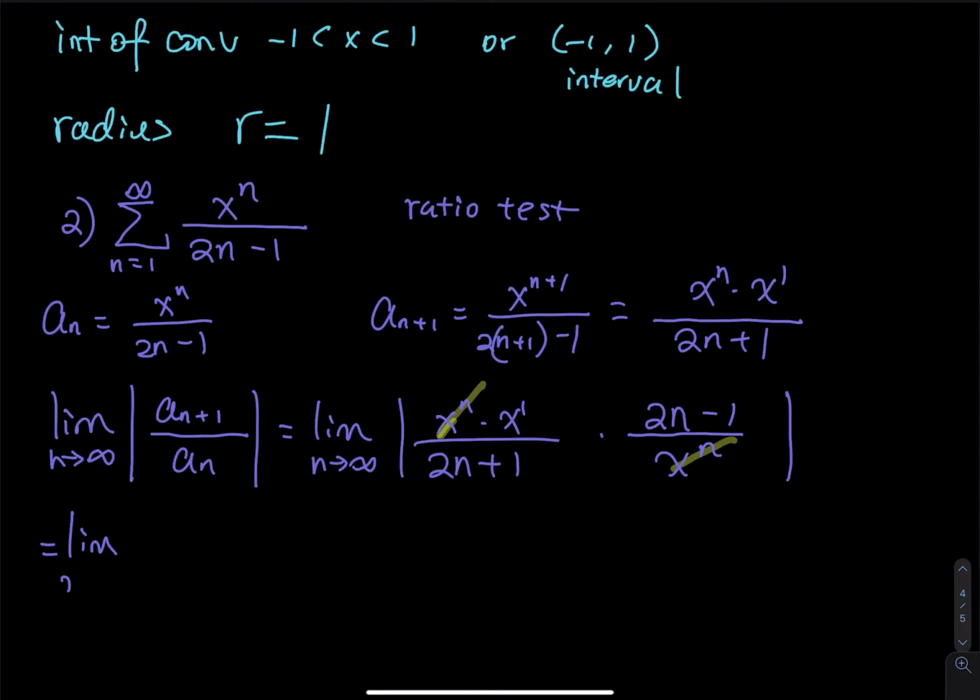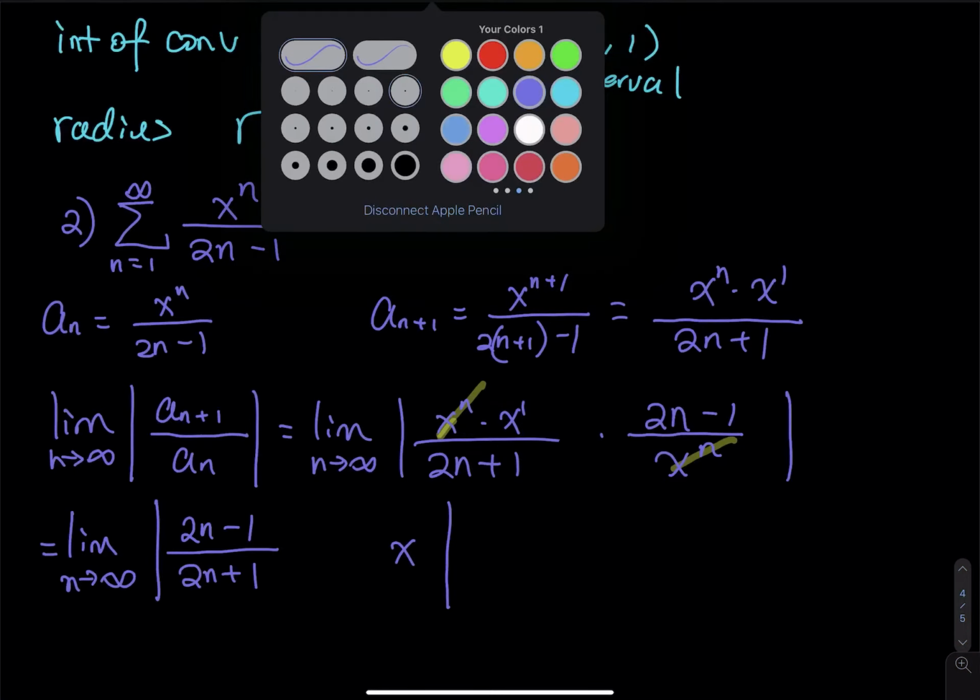And then what do we have left? The limit as n approaches infinity of 2n minus 1 divided by 2n plus 1. It doesn't hurt to keep the absolute value. And then we also have an x left. So how do we take care of the 2n minus 1 and the 2n plus 1? You learned that at the very beginning, right?